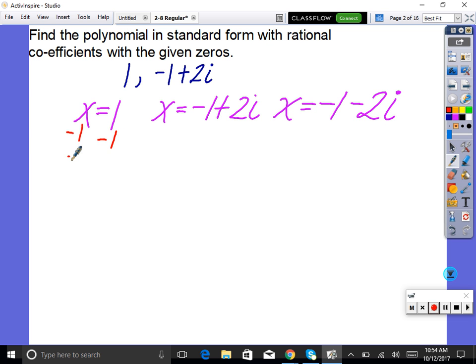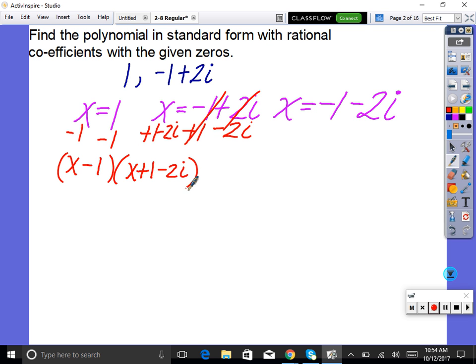Subtract 1. So we have x minus 1 here. We're going to add 1, subtract 2i. Look, that really adds up to be 0. So we also have x plus 1 minus 2i. Then right here, our algebra is add 1, add 2i. So then we have x plus 1 plus 2i.